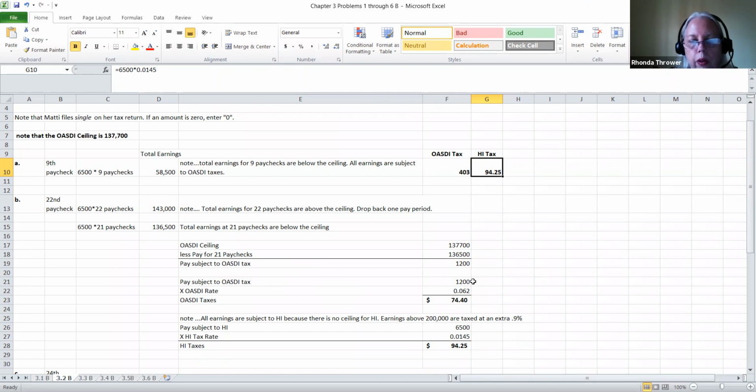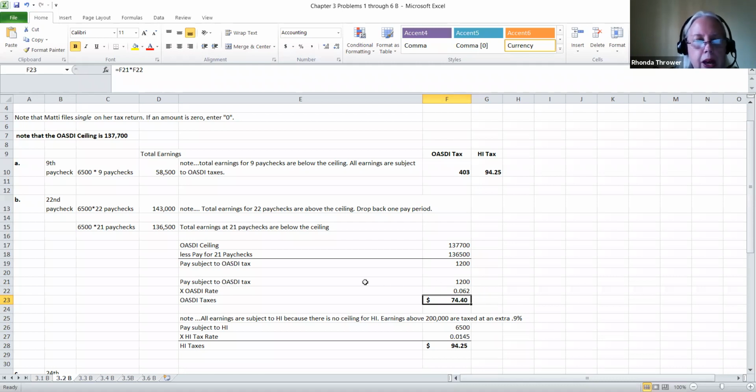So I took the $1,200 and multiplied it by 6.2% to get my OASDI tax, which is $74.40 for the 22nd pay period. Notice the tax was only on $1,200 because the amount above $137,700 is not taxable.